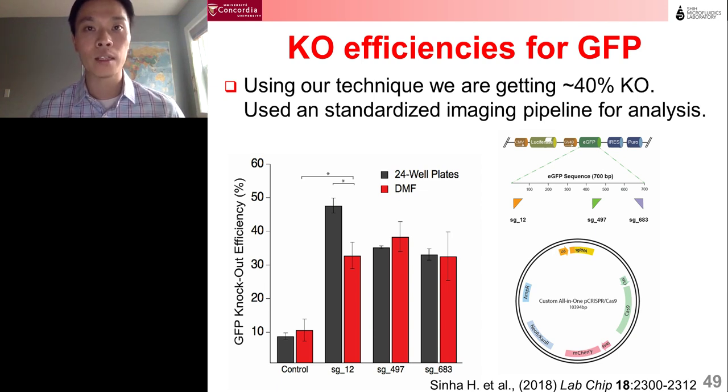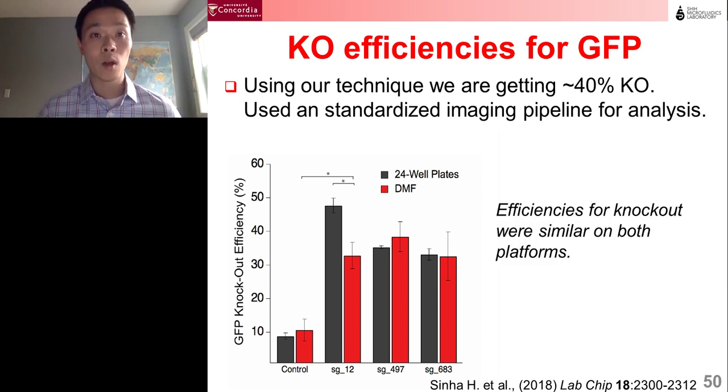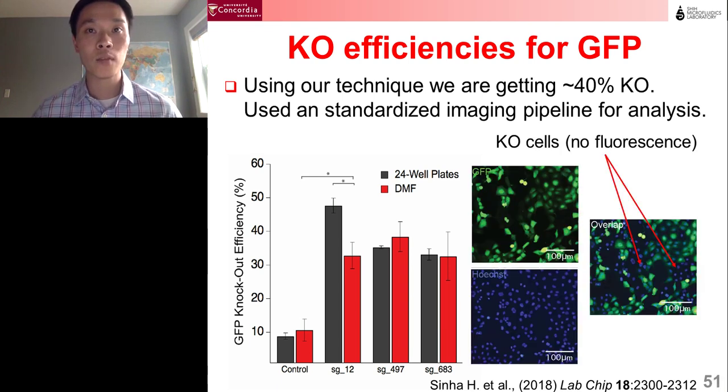And what we found is that efficiencies for both knockout on the well plate, the traditional platform, and our digital microfluidic device were very similar, and that we're achieving around 40%. To get this number, we used the standard imaging pipeline for the analysis. So we have, again, the GFP, we stain the cells with Hoechst stain, we mask the images together, and you can see some of those cells that are there but don't have GFP, and then we count them as a knockout. And that's how we obtained our efficiency.